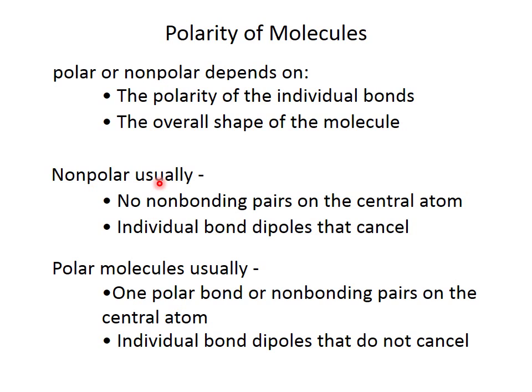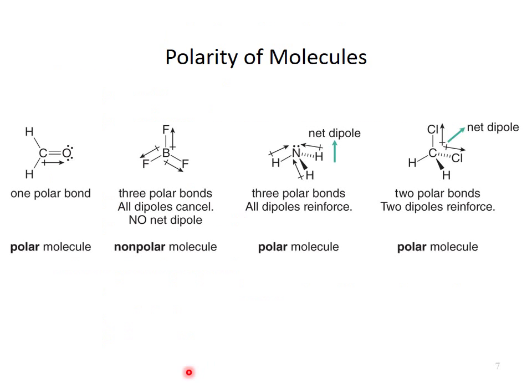Non-polar molecules usually have no non-bonding pairs on the central atom, and the individual bond dipoles cancel. Polar molecules usually have one polar bond. It actually can be two polar bonds, but what you're going to have are non-bonding pairs on the central atom, or what you're going to find is the atoms on the outside of that central atom are different. And that gives you individual bond dipoles that don't cancel. So let's look at some examples, and this will be easier to understand.